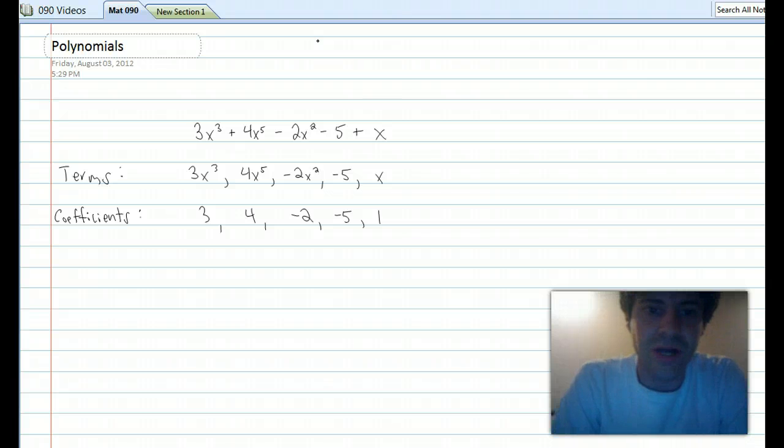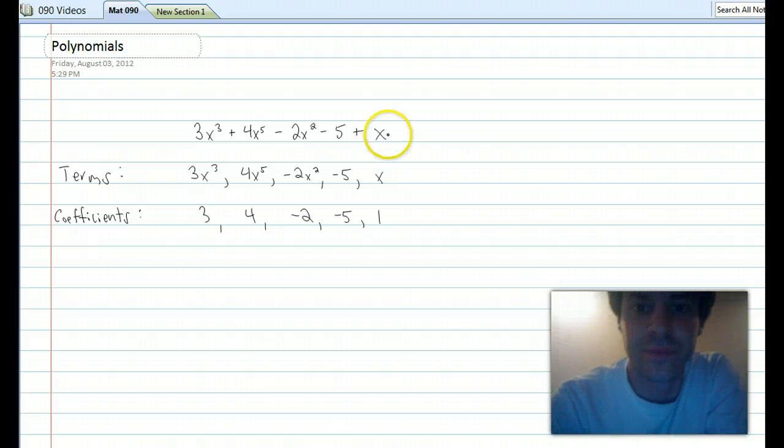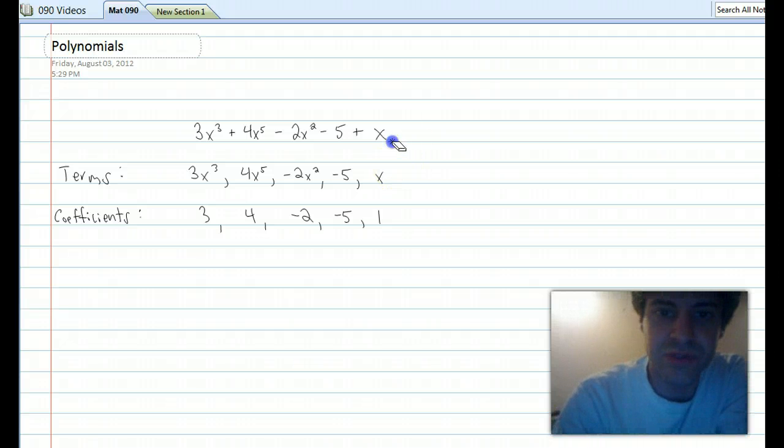And of course, our polynomial has variables. In this case, we just have one variable, and it's x in our polynomial. It's very possible that we might have multiple variables in a polynomial. For example, if I threw a y in there, that would be a two-variable polynomial. But in this class, we mostly just consider polynomials that have one variable.